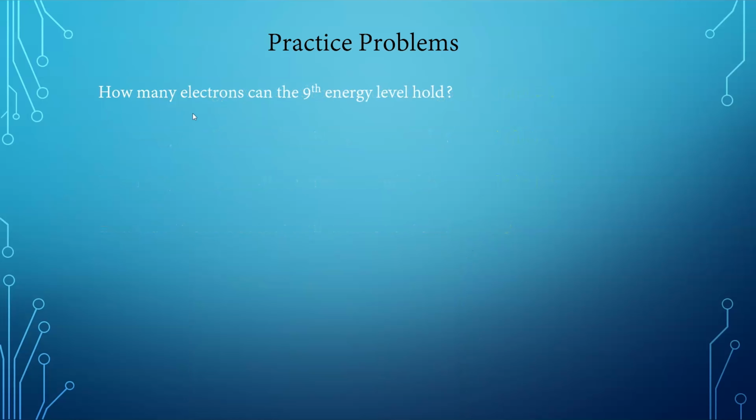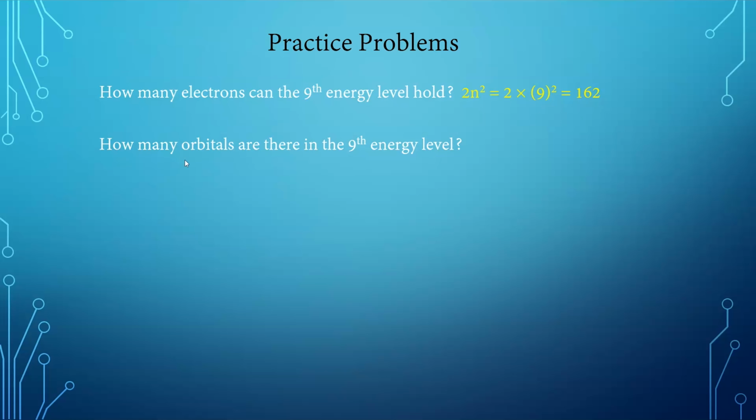All right, how many electrons can the 9th energy level hold? It doesn't matter what atom it is, it's the same for every element. If you remember, our little equation was simply 2n squared, where n was the level number, in this case 9. So if we take 2 times 9 squared, it turns out that that energy level can hold 162 electrons.